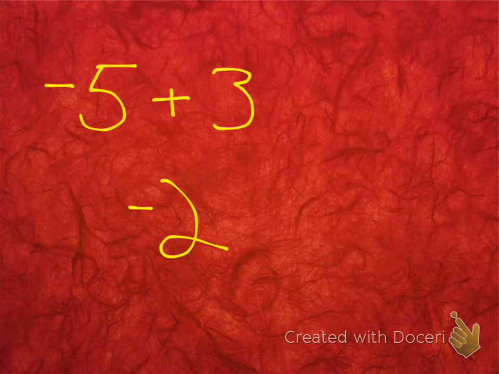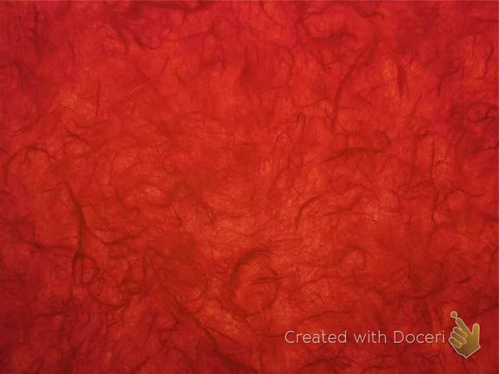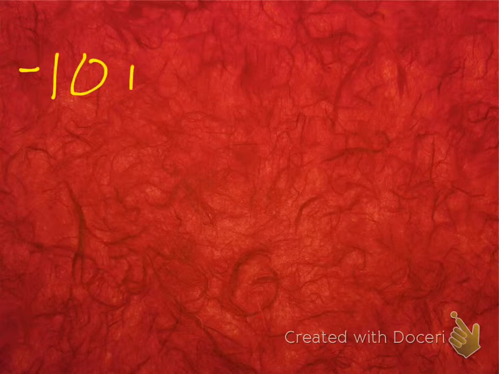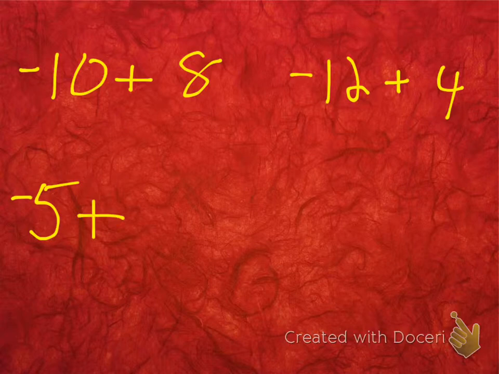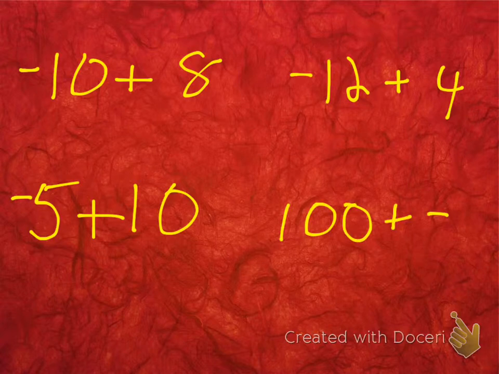So, if we wanted to do a bunch of examples, we could say negative 10 plus 8, negative 12 plus 4, negative 5 plus 10, and 100 plus a negative 1. Let's go through a bunch of these examples real quick. Negative 10 plus 8. We've got different signs, so we subtract. What does that get when you subtract? 2. The larger number was 10, which was a negative, so my answer is a negative.